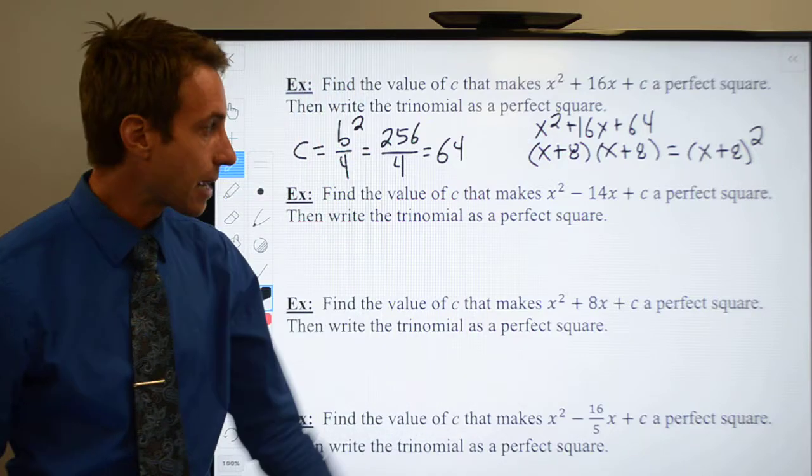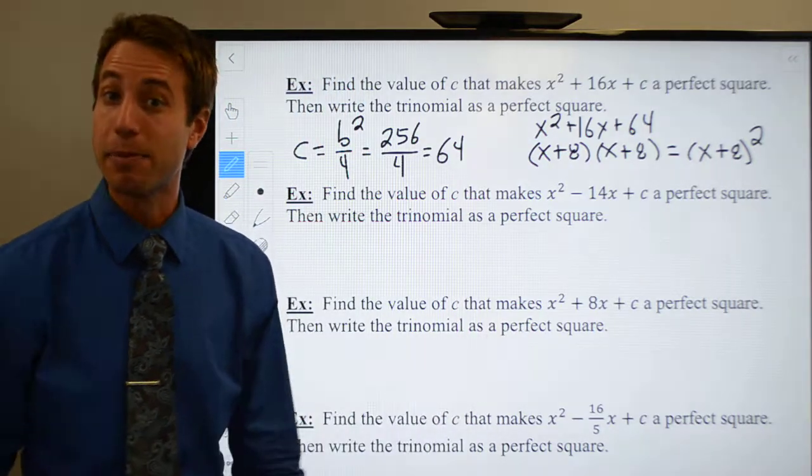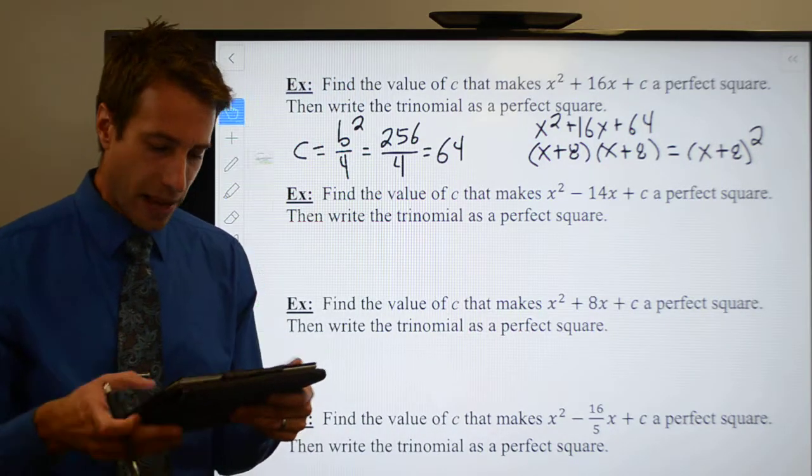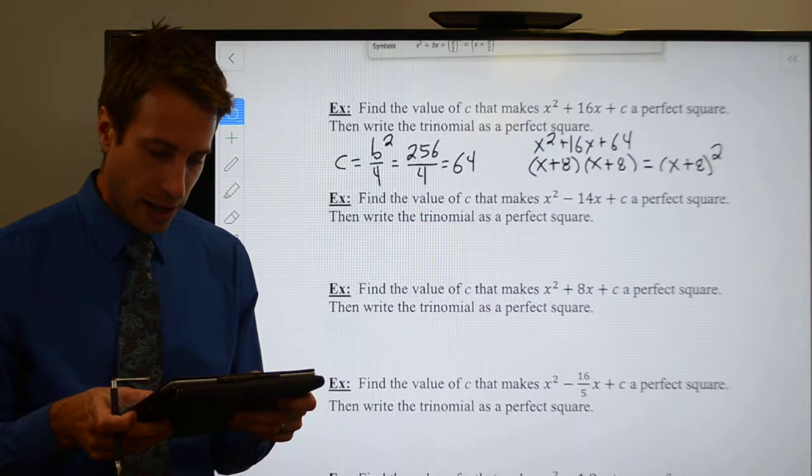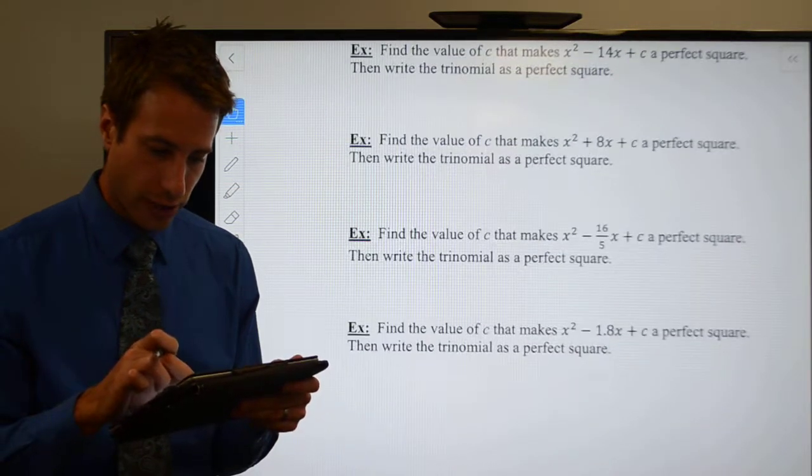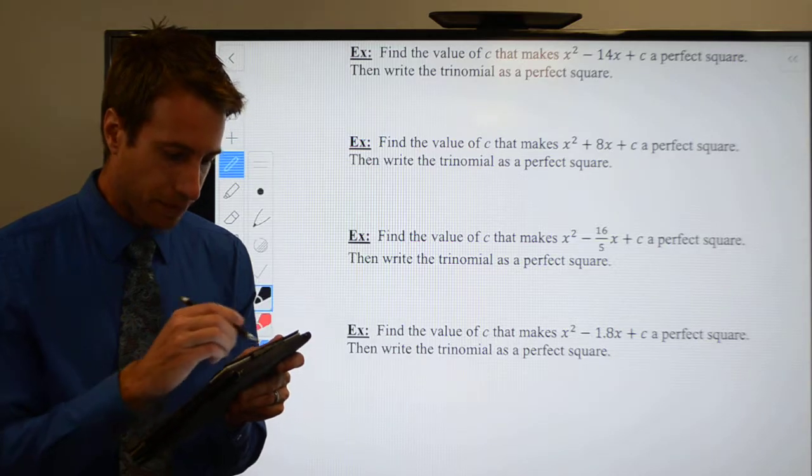Guys, I got a ton of example problems for you here, and I think you're probably going to be okay with the way that these go. So jump ahead if you'd like to. Give these a shot, and then come on back, check your answers with mine when you get done.